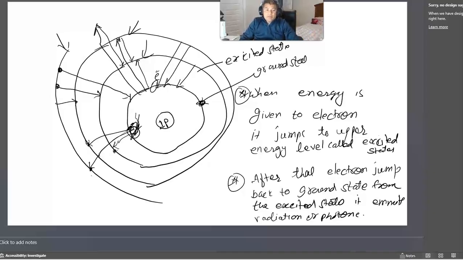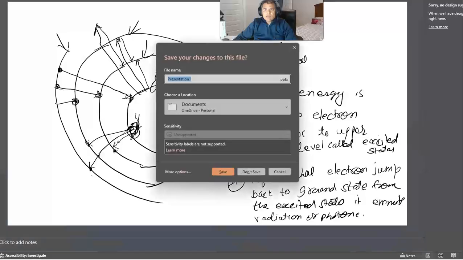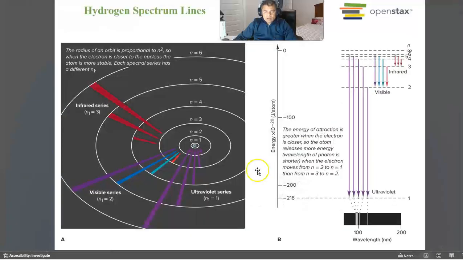So if it jumps back to one level it gives one value, if it jumps to another it gives another value. So a whole lot of the spectrum of light is found in the case of hydrogen also. So look at that. This is the ground state, n equals 1. And n equals 2 is the first excited state, then 3, 4, 5, 6, 7, 8, like that.